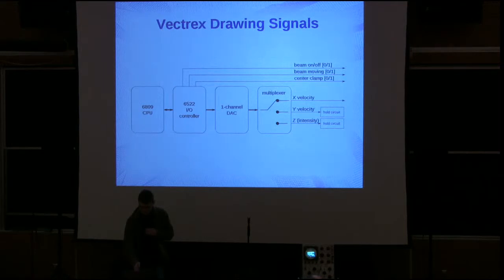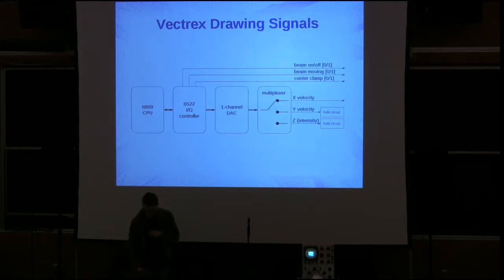And you've also got these control signals for turning the beam on and off. The beam on-off control is actually the output of the shift register on the 6522, and so you can use that to very easily draw dashed patterns, for example. And then you can indicate whether or not you want the beam to sweep, and you can also clamp the location to center.